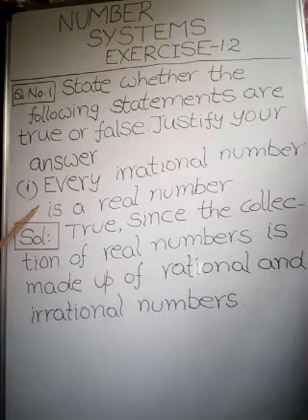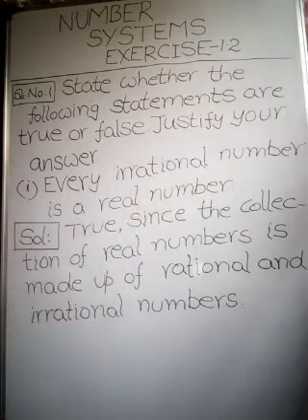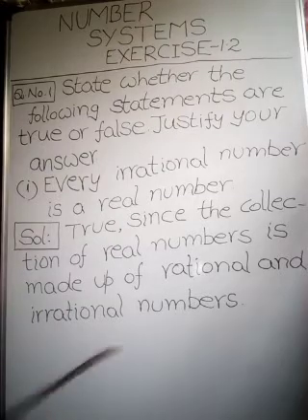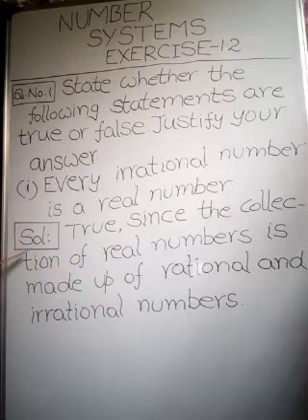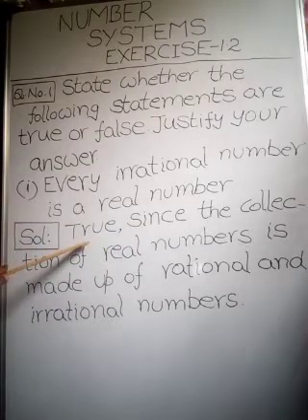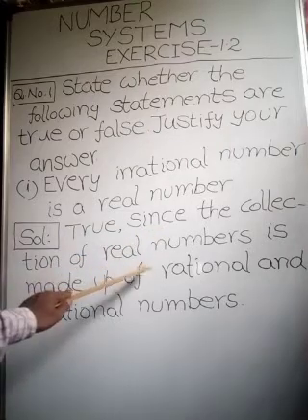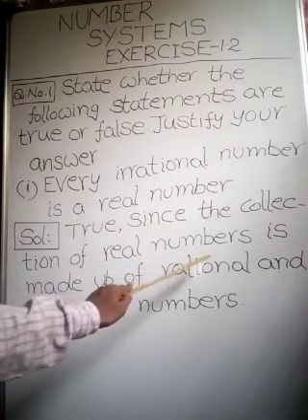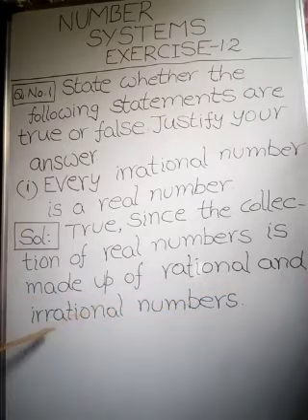First statement. Every irrational number is a real number. It is a given statement. Is it a true statement or false statement? Yes, it is a true statement. Come to the solution part. It is a true statement because the collection of real numbers is made up of rational and irrational numbers.